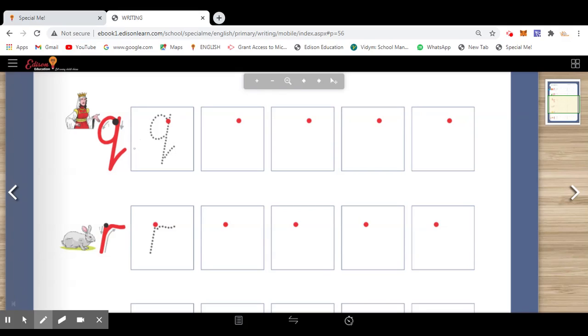So now, first of all, you have to trace letter Q and then you have to make it by your own self. Starting from the dot, first make a curve and then slanting line. And a little line towards right hand side. So this is letter Q. Queen.